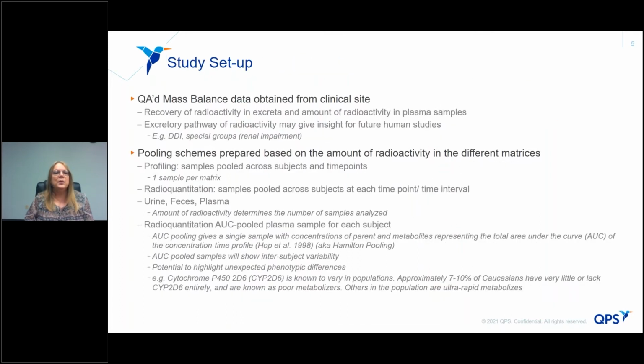For the study setup, we do mass balance. We get the mass balance obtained from the clinical site, and we look at the recovery of the radioactivity in the various matrices and decide how to do the pooling. The pooling schemes are based on the amount of radioactivity in the different matrices. For the profiling samples, you get one sample per matrix, and the sample is pooled across subjects and time points. For the radio-quantitation samples, those are pooled across subjects at each time point.